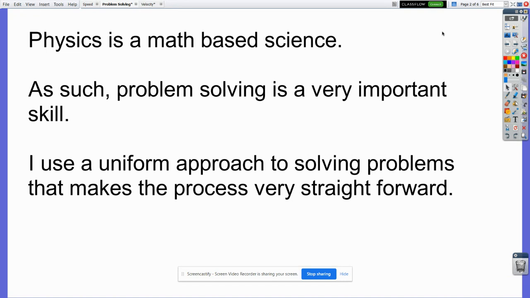Now, this problem-solving approach is the way that I think about problems. Some people think about things differently. You may develop your own problem-solving approach as we work through the course. But this is a good starting point. This is a good jumping-off point. And every time that I do a problem in a classroom, I will use this same approach, again, to keep it very uniform.